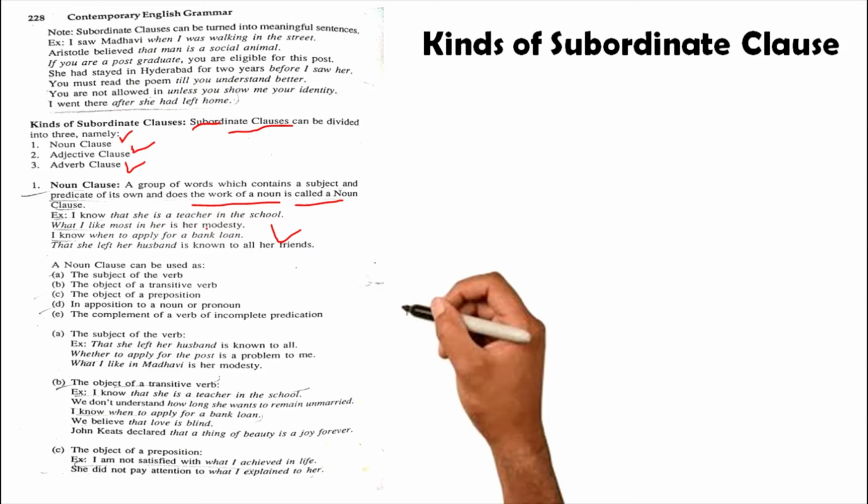What I like most in her is her modesty. So these will be noun clauses, which do the work of a noun. A noun clause can be used as the subject of a verb, or a transitive verb. You can check our verb video, which describes every kind of verb. So this can be used as the object of a preposition.